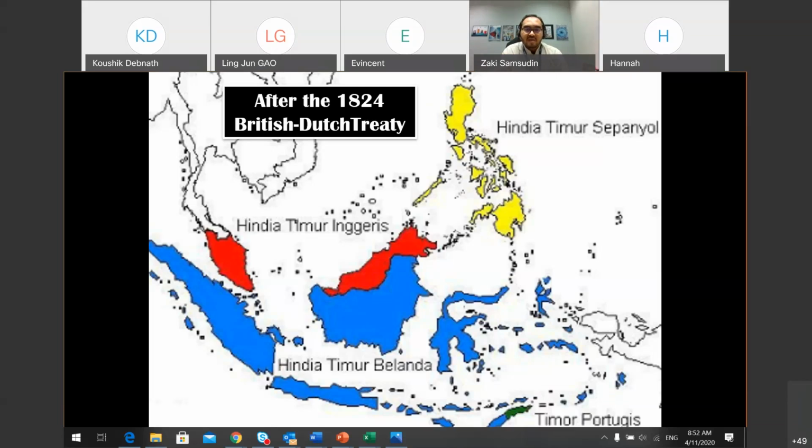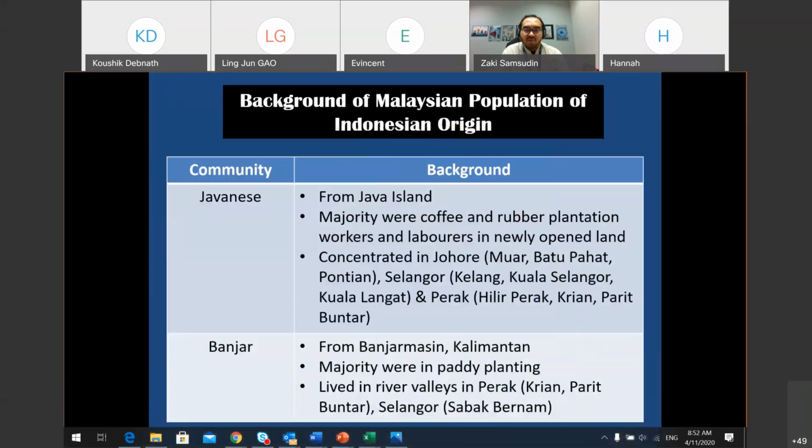Because of that, there are many Malays over here in Malaysia who can trace our ancestry to the various communities throughout the region in the Malay archipelago. Right, so this is the Malay population that has Indonesian origin. Indonesian over here, of course, I'm using the word Indonesia in the context of the modern nation state, but in the past it was referred to as the Dutch East Indies, right?